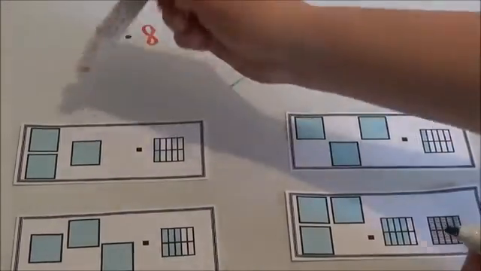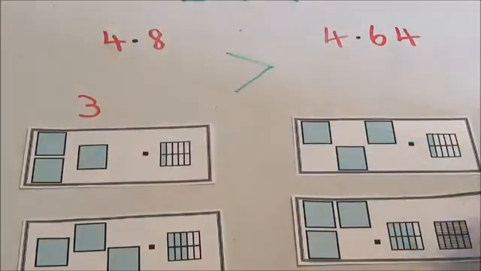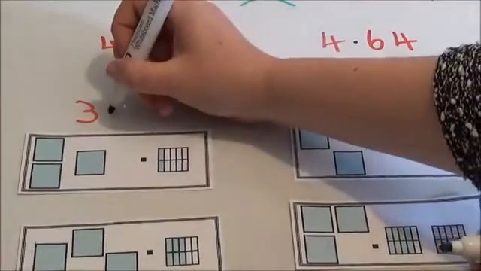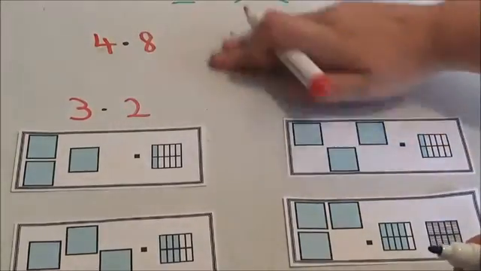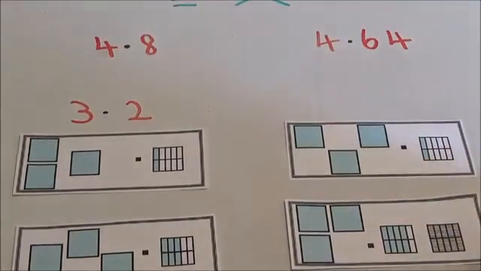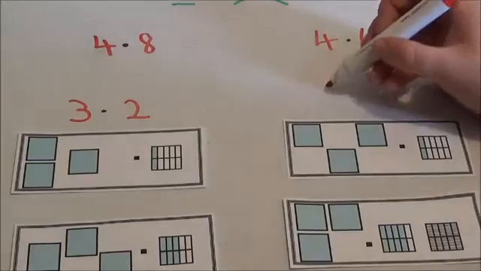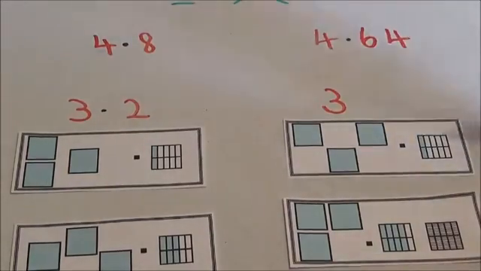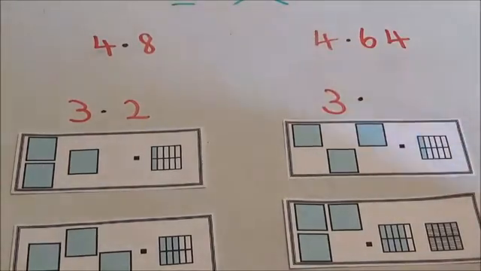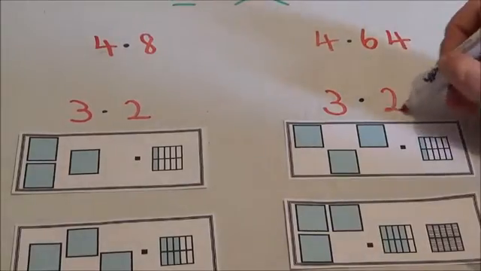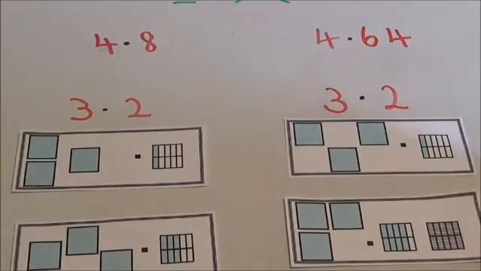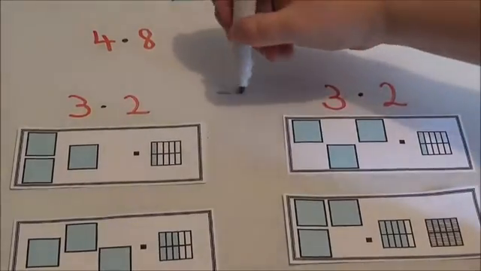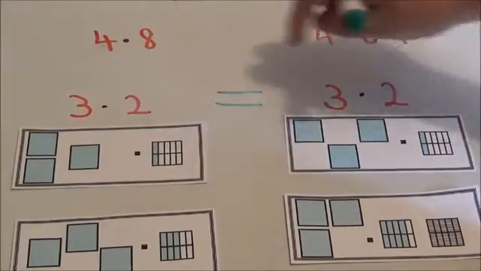My next example. Here I've got 3 units, 0.2 tenths. Let me just get rid of this so it gets less confusing. And here I've got 3 units, 0.2 tenths again. Even though these are in different formation, it's actually the same number. So we're going to be using the equal sign. We're balancing each side out.